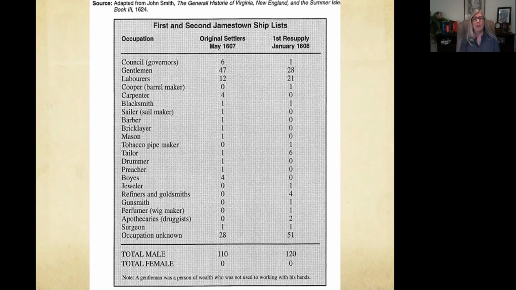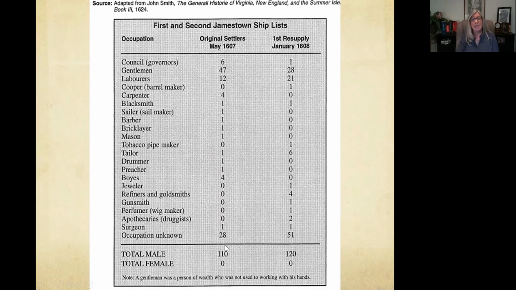1 blacksmith, 1 sailor, a barber, because really that's clearly important to have here in this new colony. 1 bricklayer, 1 brick mason who knows how to make it, a tailor so that our clothes can look fine, a drummer, a preacher, 4 young men, 1 surgeon. Well, that's good news, right? Since we're going to be dealing with malaria and everything else. And then 28 of unknown occupation, which probably means they didn't have an occupation and they would have been part of that gentleman class. When we talked about that starving time, if any of these carpenters or the surgeon or somebody had died, these folks were in trouble.